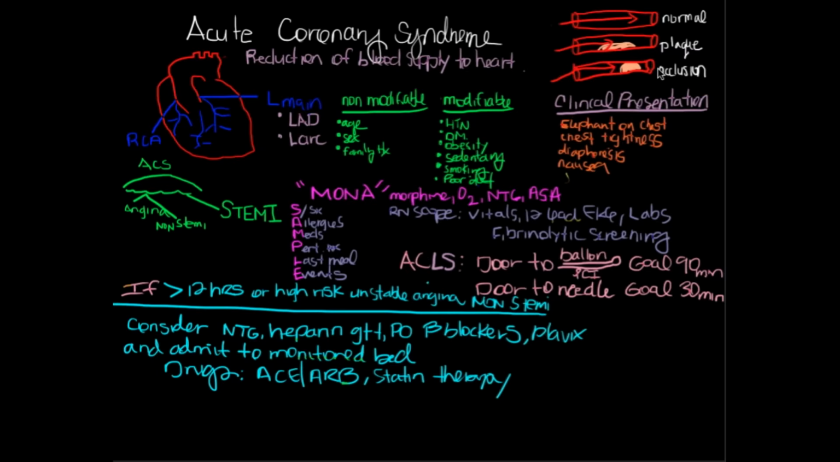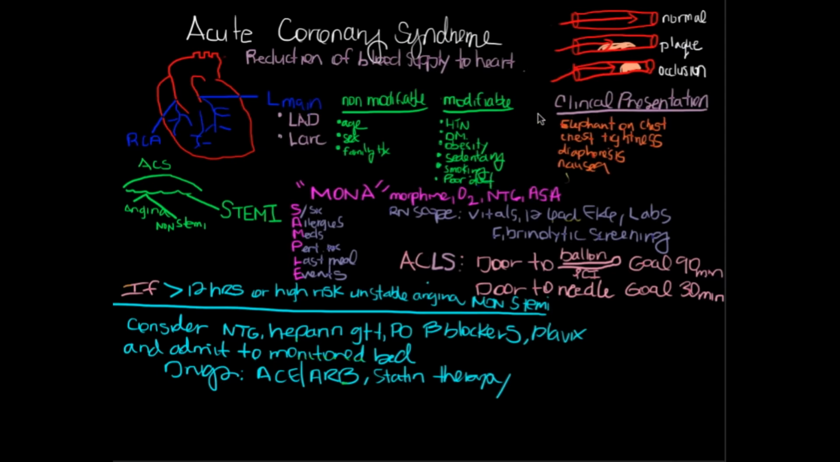So how are we able to identify who's at risk and who's not? We have 2 terms that we use. We have non-modifiable and modifiable risk factors, which is always discussed or mentioned in NCLEX. Your non-modifiable risk factors are things that you are not able to change, which is age, sex, or family history. Modifiable risk factors would be hypertension, diabetes mellitus, obesity, living a sedentary lifestyle, smoking, and poor diet can all contribute to buildup of plaque.